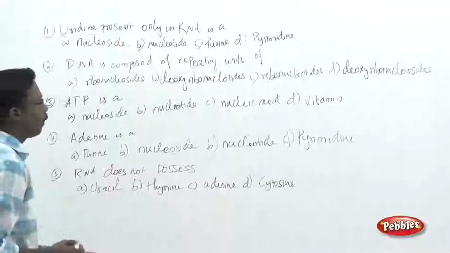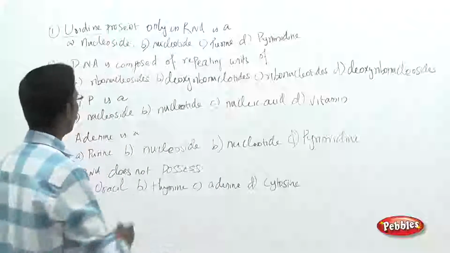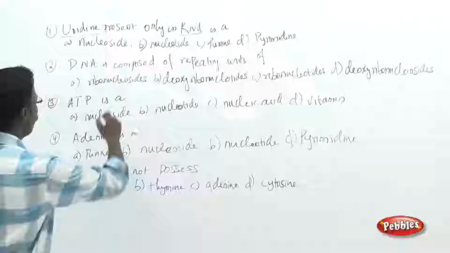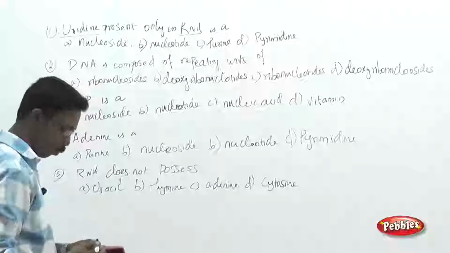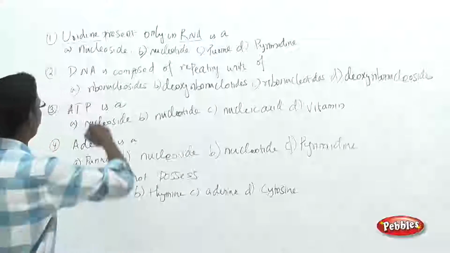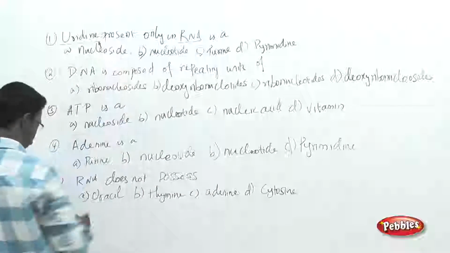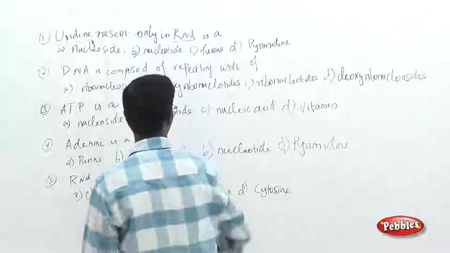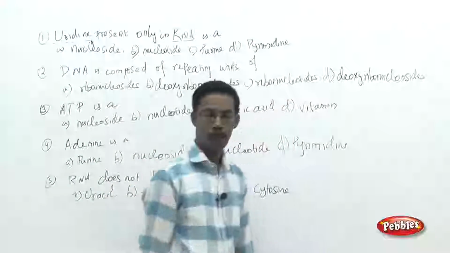Uridine present only in RNA, that we know. Uridine present only in RNA is a nucleoside, nucleotide, purine or pyrimidine. You have to choose the correct answer for the term uridine. We will recall the terms: what is nucleoside and nucleotide and purines and pyrimidine?